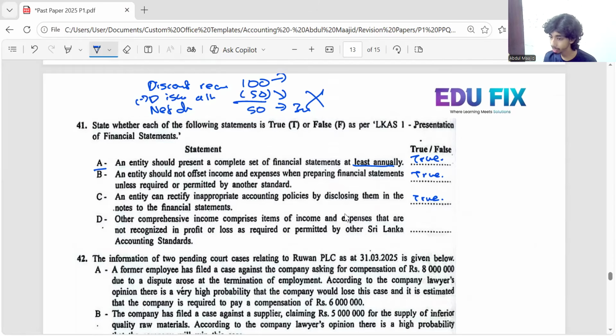Okay, those are income and expenses which are not recorded in the P&L. It is recorded in OCI. That is true. All these statements are true. Then 42.